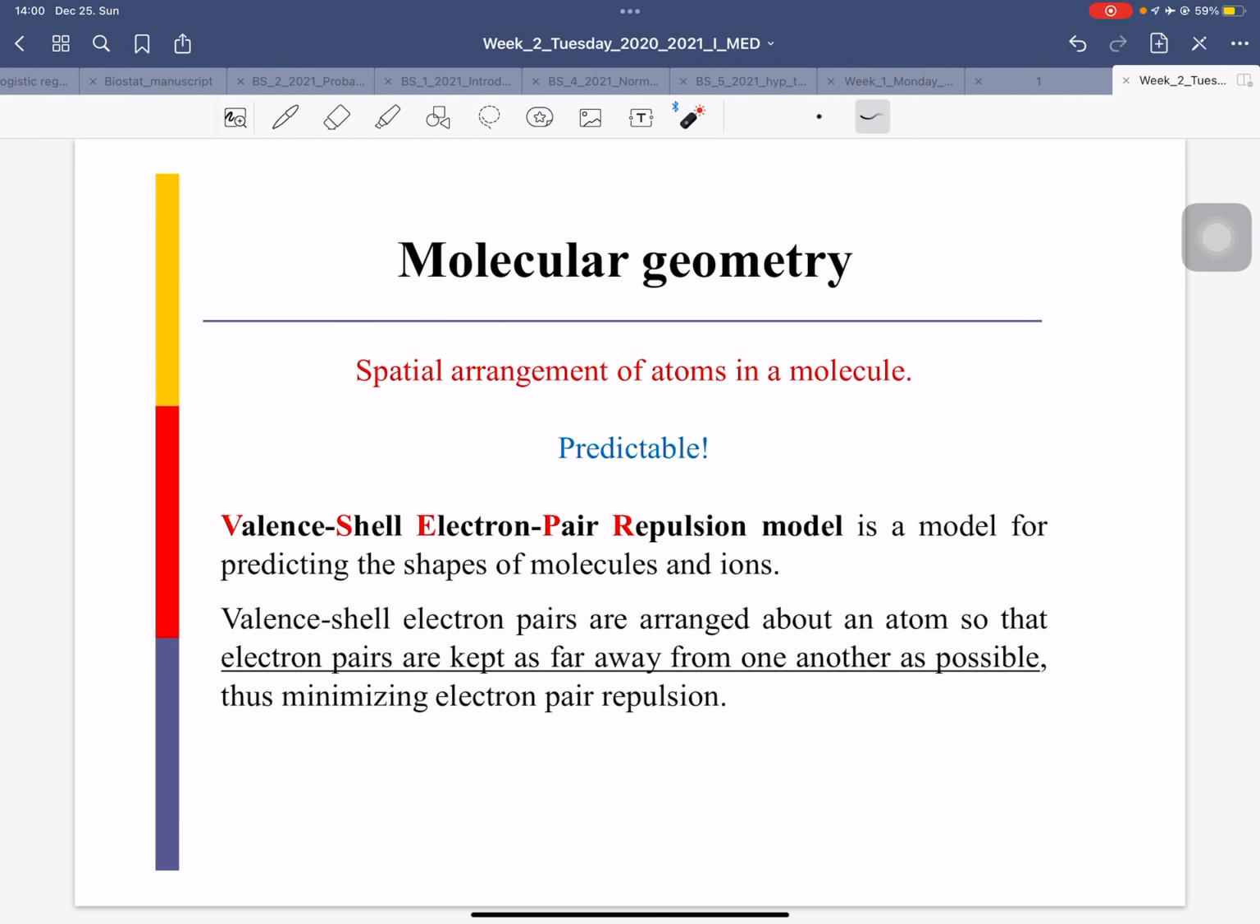Now we go to the molecular geometry, or VSEPR model, or Valence-Shell Electron-Pair Repulsion model. It is the spatial arrangement of atoms in the molecule. It helps predict the molecule's shape, form, angle, and structure in space. Valence-shell electron pairs are arranged with atoms, and it depends on the electron pairs being as far away from each other as possible.